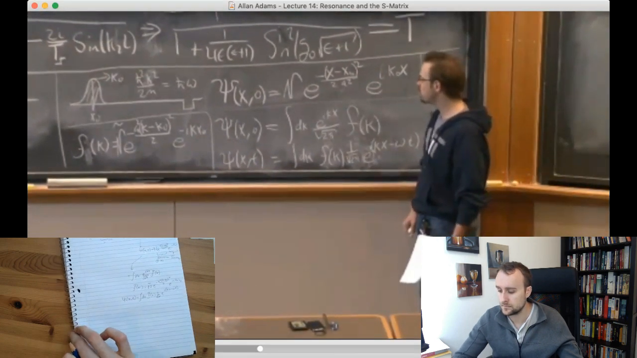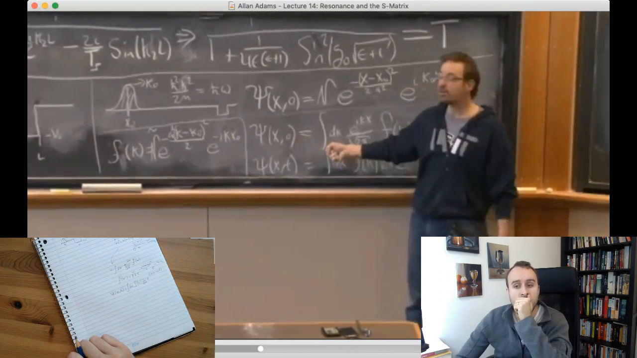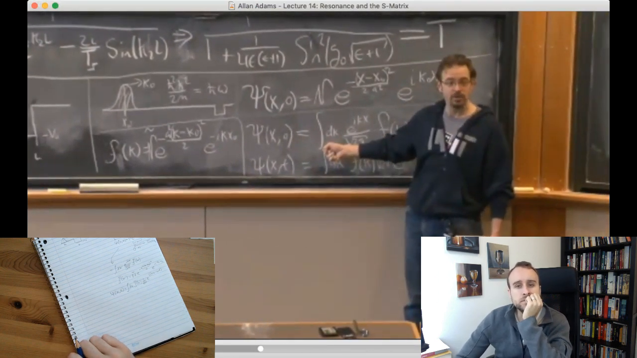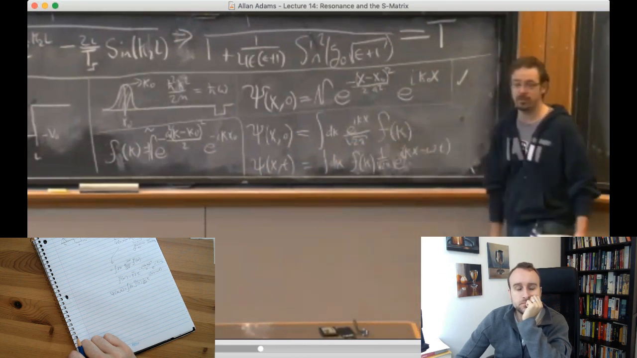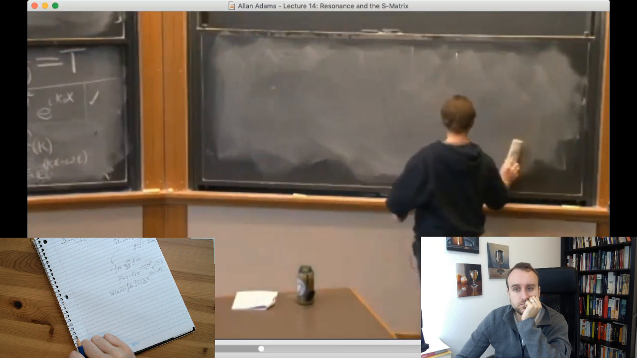So how does this story change? Well, this doesn't change at all. It's the same wave function. However, when we expand in energy eigenstates, the energy eigenstates are no longer simple plane waves. The energy eigenstates, as we know, for the system take a different form.